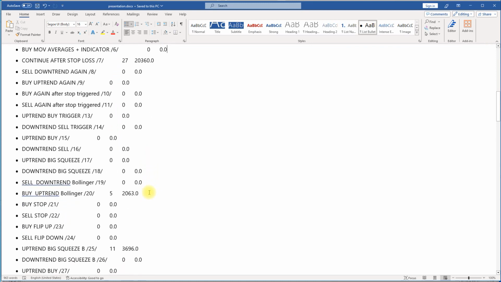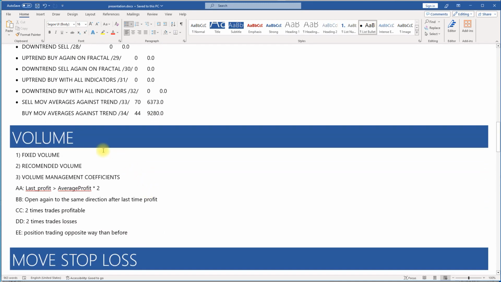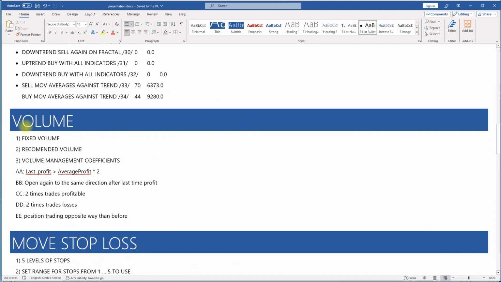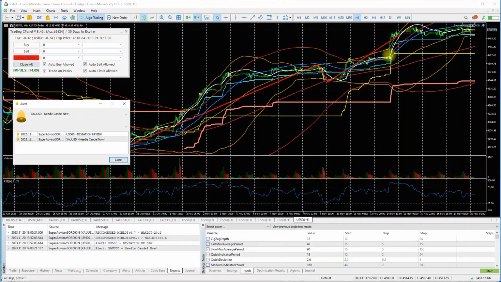And not only can you adjust and set up what kind of conditions you want the robot to open a position with, but you can also control the volume. The volume can be fixed, or it can be the recommended volume. There is the robot analyzing here. You see here the recommended minimum lot and maximum lot.